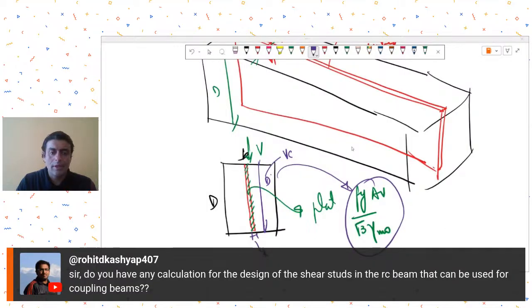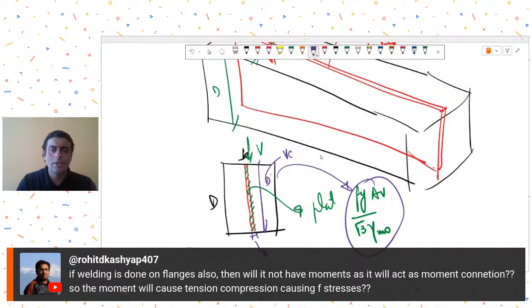Mr. Rohit is asking, do you have any calculation for the design of shear studs in RC beam that can be used for coupling beams? No, I'm not sure. Where do you provide shear studs in coupling beams? I'm not sure how or why the shear studs are provided. If you could provide some sketch for it.